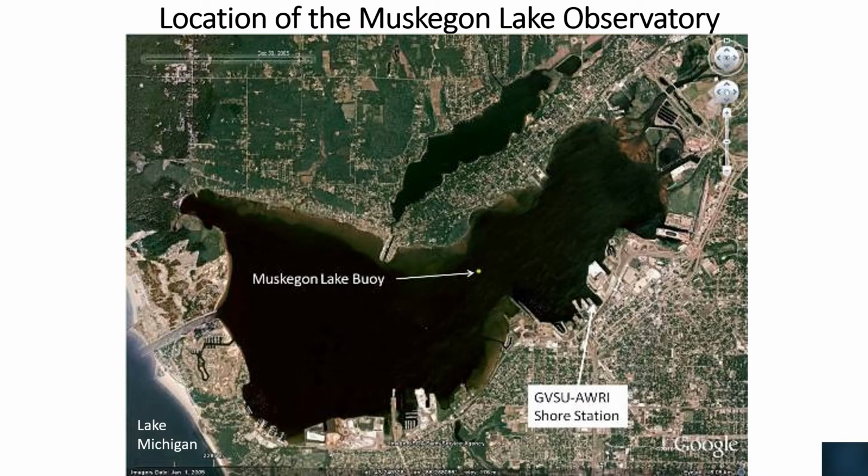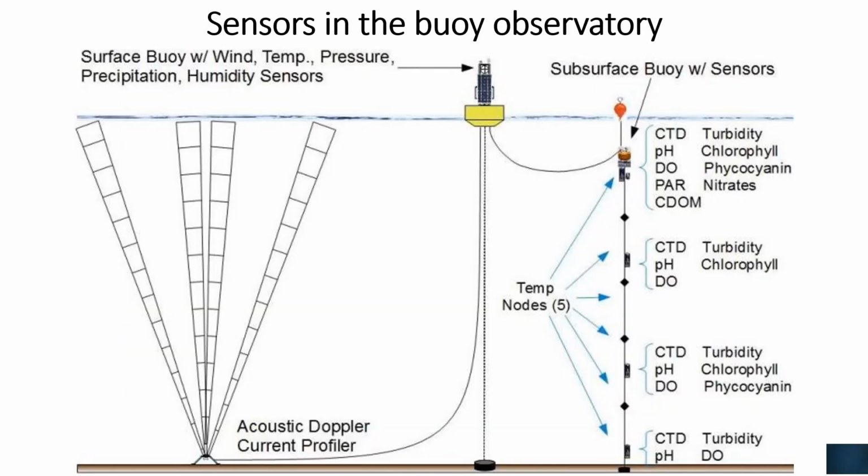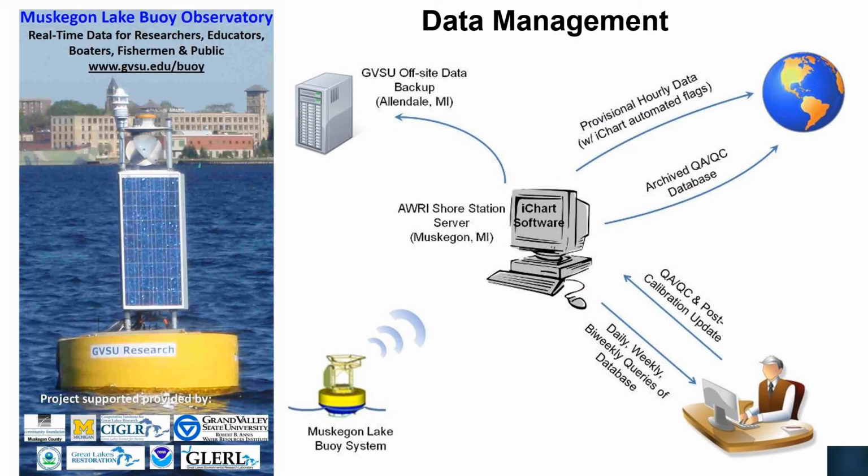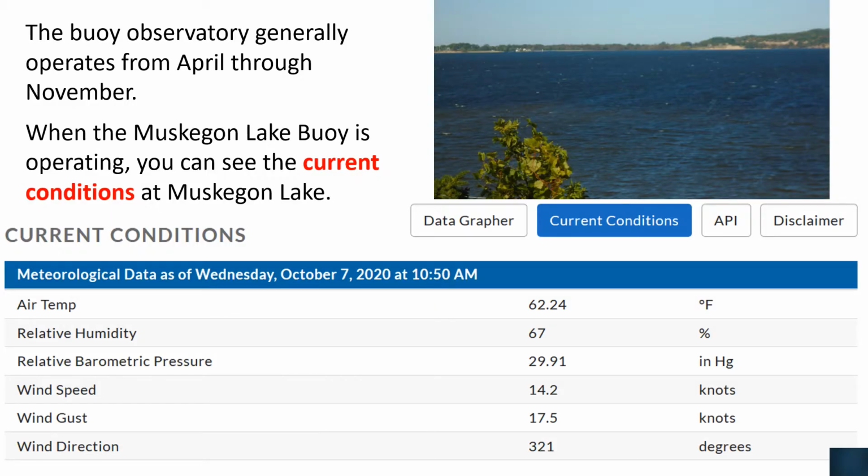Muskegon Lake is what is known as a drowned river mouth. Students compare the water quality in Muskegon Lake with Lake Michigan. Sensors in the buoy observatory provide meteorological observations as well as water quality measurements at various depths. Data are sent to a server where they are integrated into an online system. The buoy observatory generally operates from April through November.